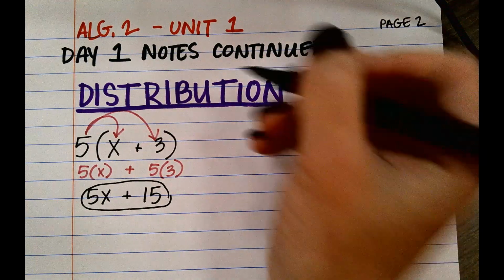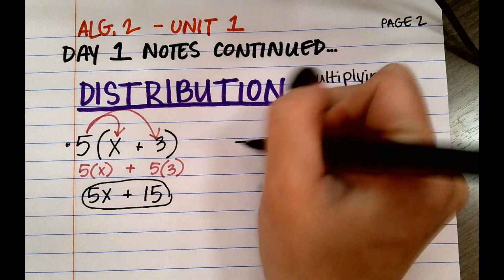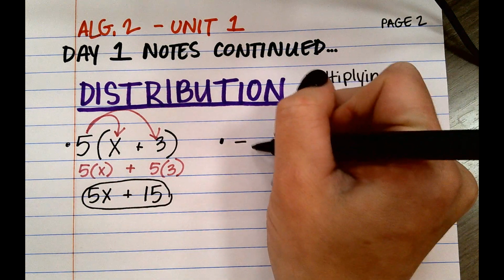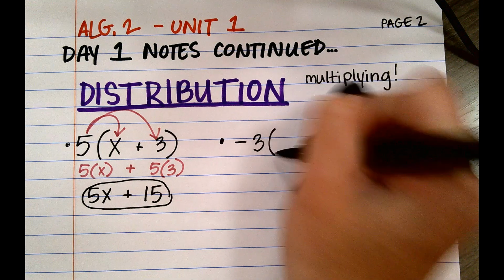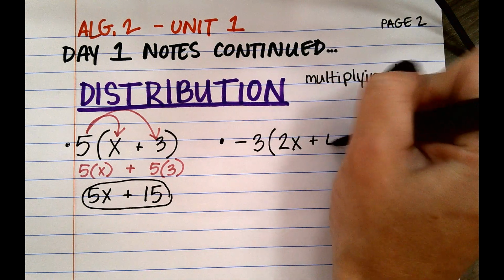Well, let's see. How about negative 3 times 2x plus 4?